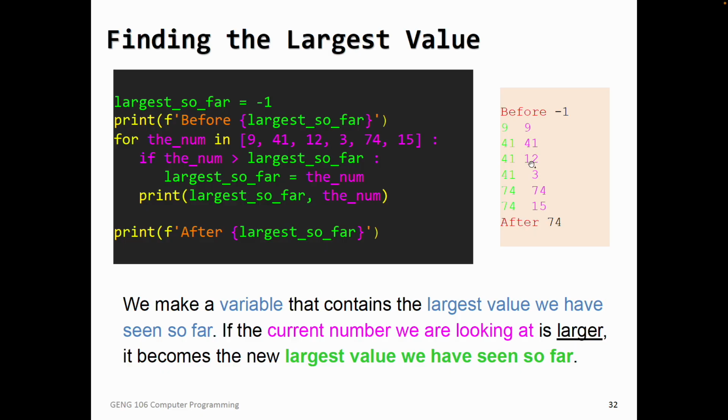12, it's not larger than 41, so I will skip it. 3, it's not. 74, yes it is. So I need to update the largest so far variable, 74. And then 15, no it's not. I don't need to update it. So at the very end, it is 74. So what I did is, this was a very simple thought process, but I just break it down, like how I do it manually, and then I just translate it to Python. That's all I did.